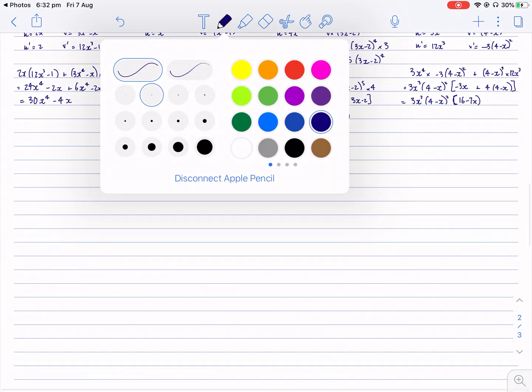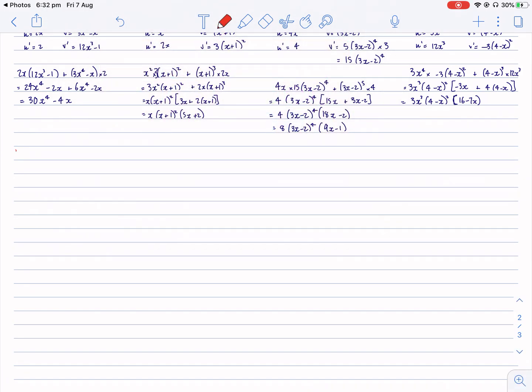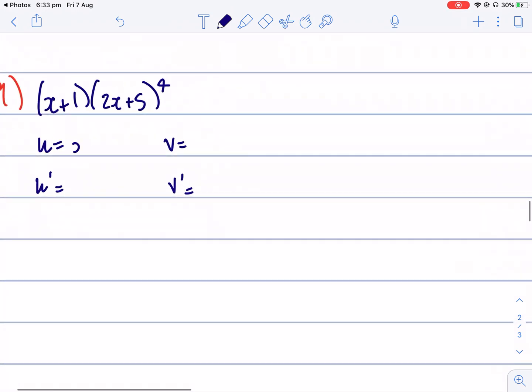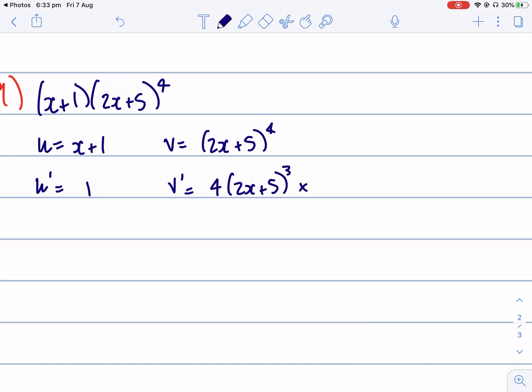Okay, question 9. We're just getting more complicated versions of the same thing, really. (x plus 1) times (2x plus 5) to the 4. U dash, v dash: x plus 1, 1. (2x plus 5) to the 4 means I've got 4 lots of (2x plus 5) to the 3 times the derivative of the inside, which is 2. 8 lots of (2x plus 5) to the 3.